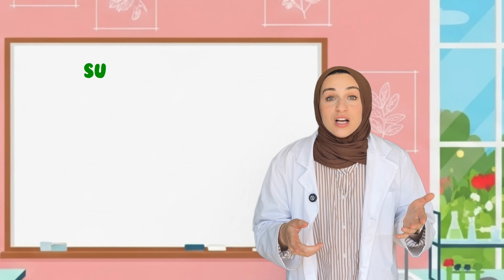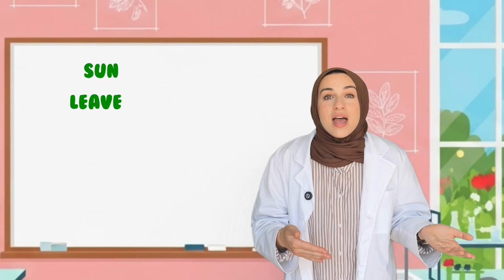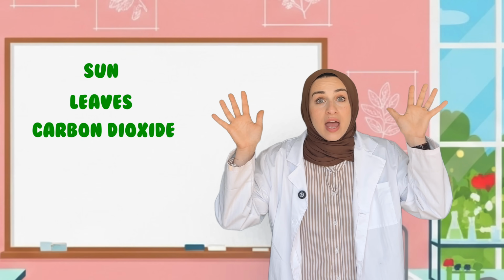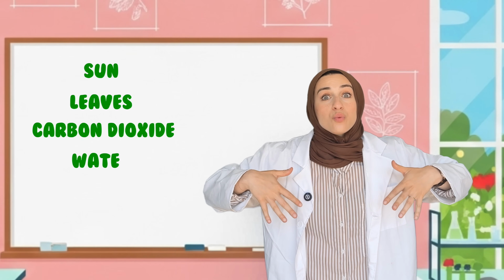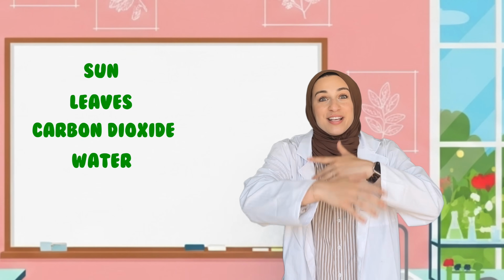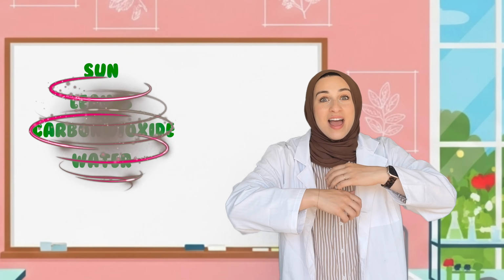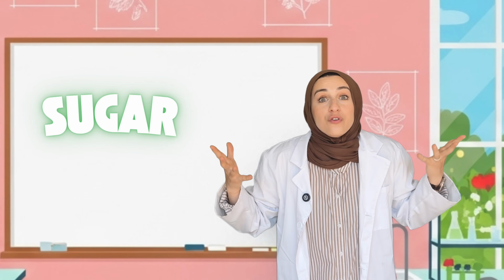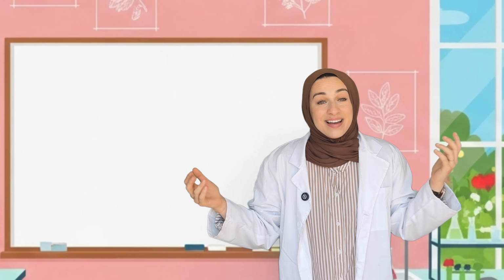When the sun shines on the leaves and takes carbon dioxide from the air and water from the roots, it mixes all together and makes sugar, which is food for the plant. So the sun is really important for a flower to grow. Do you think a flower would grow if it was dark all the time?